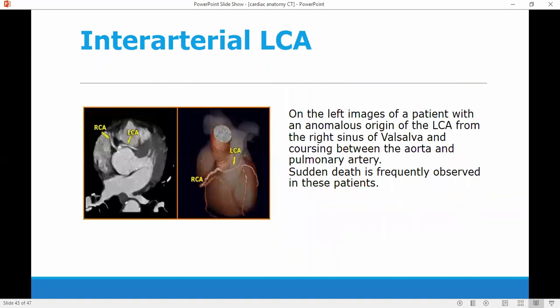Interarterial left coronary artery. On the left image of a patient with an anomalous origin of the left coronary artery from the right sinus of Valsalva and coursing between the aorta and pulmonary artery. Sudden death is frequently observed in these patients.